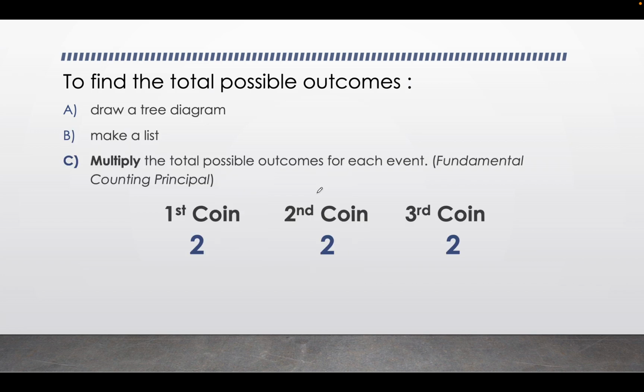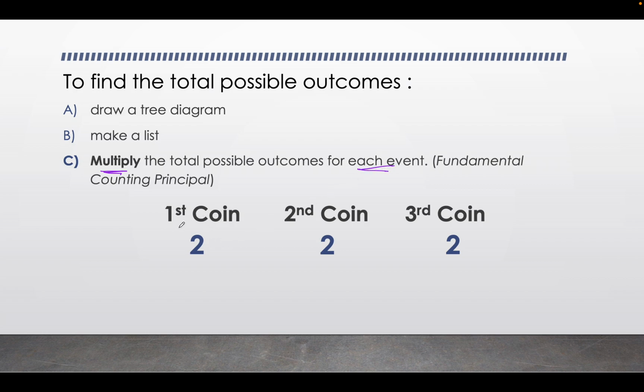So when that is the case, when we have way too many possible outcomes to list or draw a tree diagram for, then we can recognize that there is a simpler way to calculate the total possible outcomes, which is by multiplying the total possible outcomes for each event.